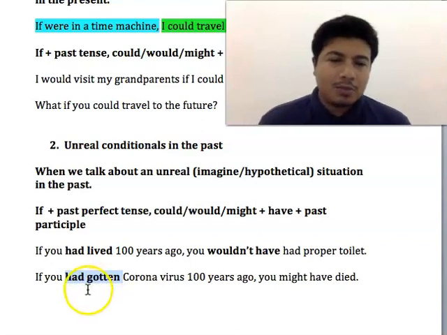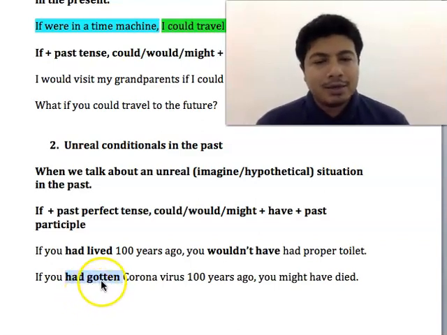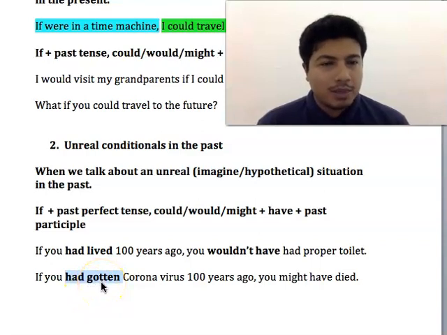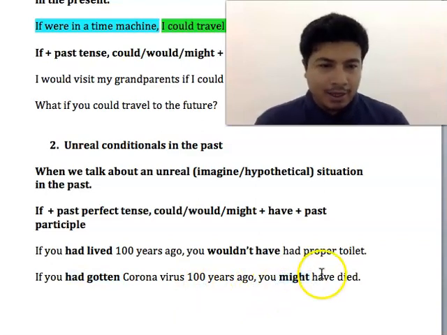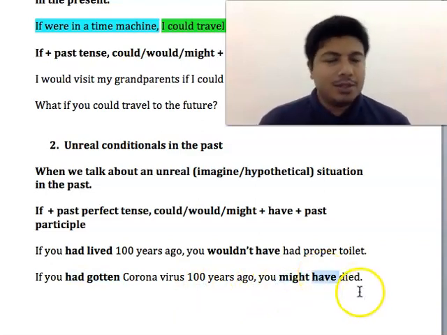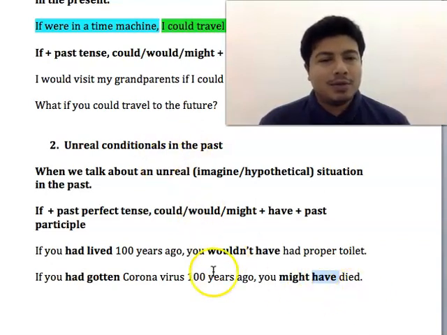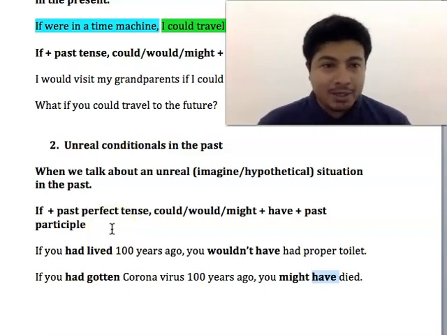So this is past perfect tense. Had, get, got becomes gotten. Drive, drove becomes driven. Live becomes lived. So, past tense or past perfect tense. If you had gotten coronavirus 100 years ago, you might have died. So these are unreal situations in the past. Make sure you follow the correct formula when you speak or write something about an unreal situation in the past.